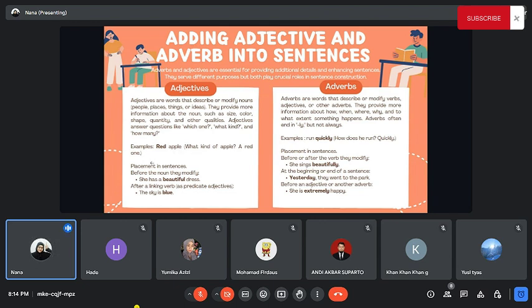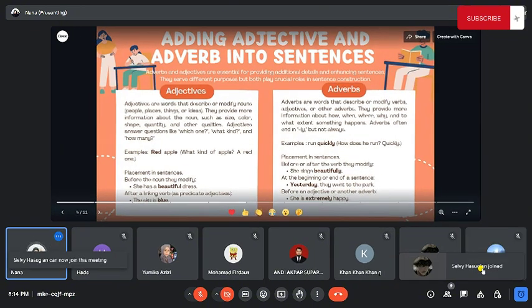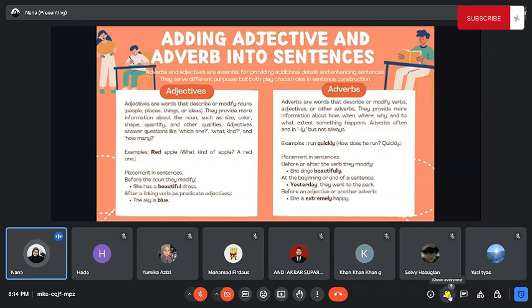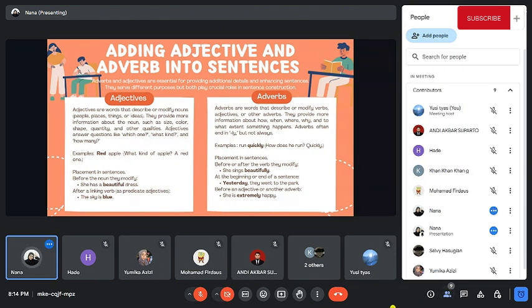For the placement of adjectives in the sentence, they can be before the noun they modify. For example, she has a beautiful dress. Or after a linking verb, as predicate adjectives. For example, the sky is blue. Blue there is the adjective.